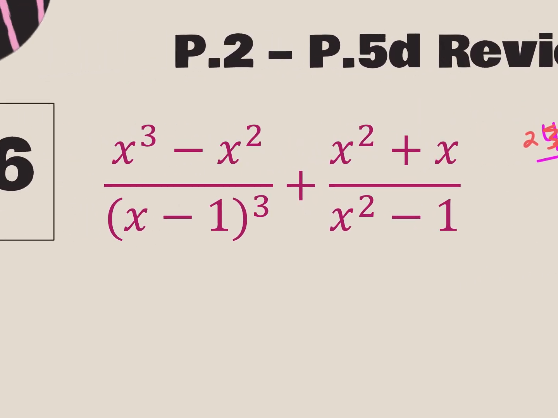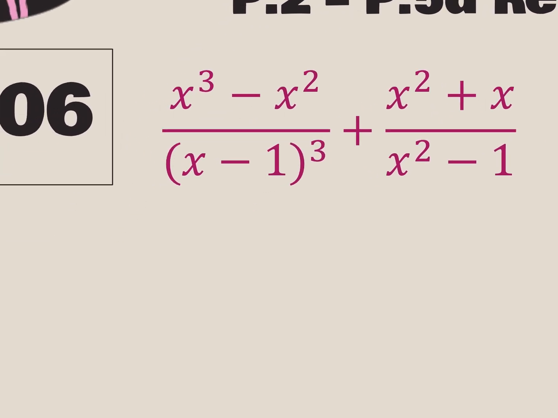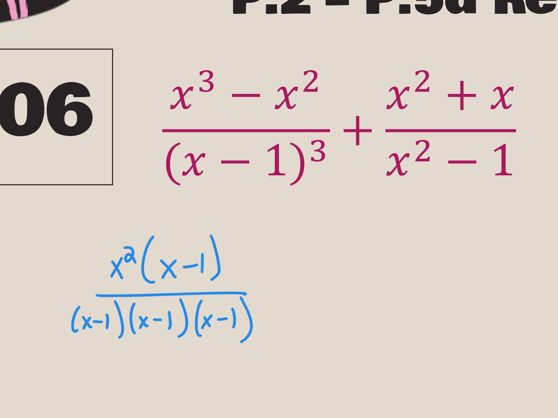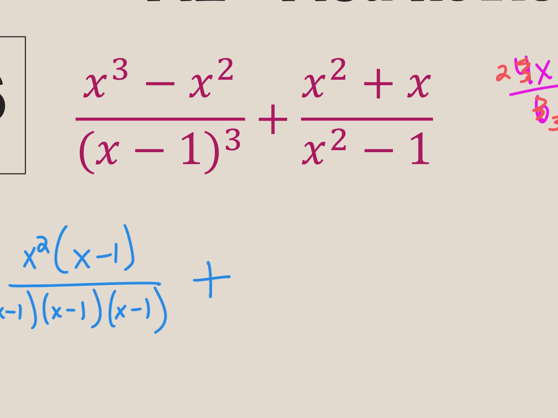A lot of you on WebAssign just immediately multiplied the denominators together. What did I tell you you should do when you're adding and subtracting, multiplying and dividing rationals? Factor first. What can I take out of my numerator on the left-hand side? X squared. I'm going to take out an x squared, and I'm left with x minus 1. And then on the bottom, I'm going to write out all 3 of these, just so you guys see. How many x minus 1s do I have? 3. Plus, what can I take out of my second fraction? X, and I'm left with x plus 1. Good. And then on the bottom, I have x plus 1, x minus 1.